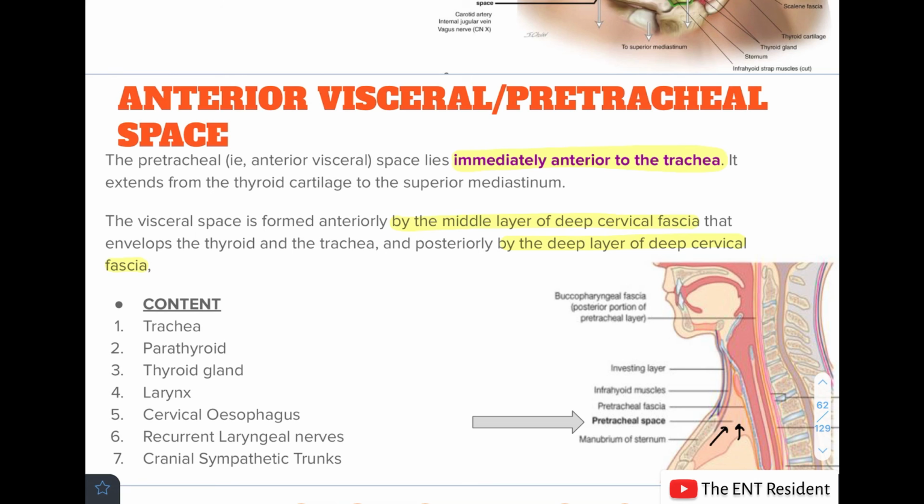So this is all about the different deep neck spaces, all the potential spaces with its boundaries, the contents, and how it communicates with other spaces. This is all you need to know about the different deep neck spaces, its boundaries, contents, and its communications.